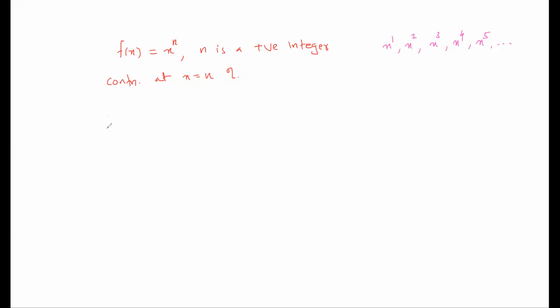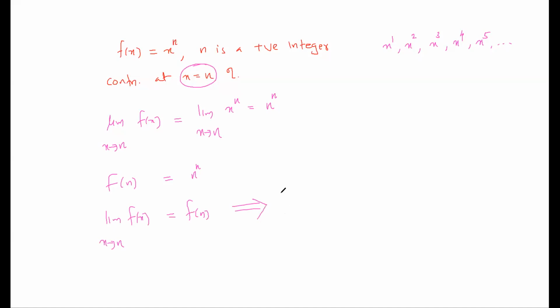So in general, to check continuity at n, see the limit of f of x as x approaches n. The function is x to the power n as x approaches n, so by direct substitution you will get the limit as n to the power n. Now f of n is n to the power n, substituting n in place of x. That means the limit of f of x as x approaches n is the same as f of n, that is the definition of continuity. That implies f of x is continuous at x is equal to n.